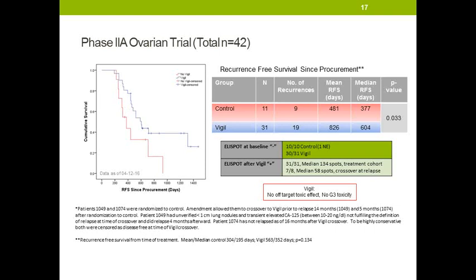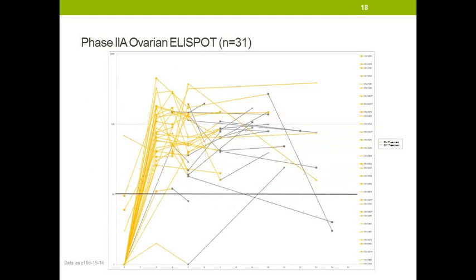But you can see all 10 of the control patients were unable to mount any response against their tumors at baseline. And 31 Vigil patients were unable to mount any response at baseline, but after the Vigil, all 31 did turn on. You can see the number of spots. 10 is considered positive. And the controls, after they crossed over, they also turned on, although it was only a third of the level. So we don't know if that correlates with response or not, but that again shows the correlation of what the immune system can do against cancer.